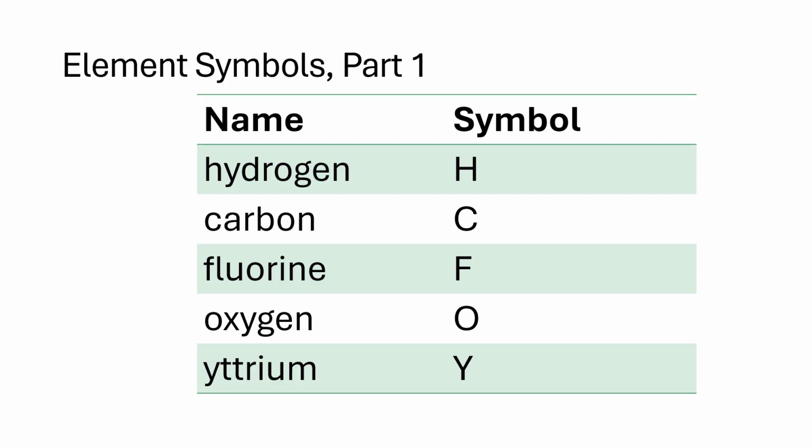But before we can do that, I did want to take a quick look at how we write the symbols for elements. When we look at this list of elements, their names and their symbols, it looks like the pattern that's happening here is we're going to take the first letter of the element's name and use that as its symbol. I do want to point out that that has to be a capital. You cannot make it a lowercase h and be the symbol for hydrogen. It's got to be a capital H. Carbon's a capital C, fluorine is a capital F, oxygen's a capital O, and yttrium is a capital Y.